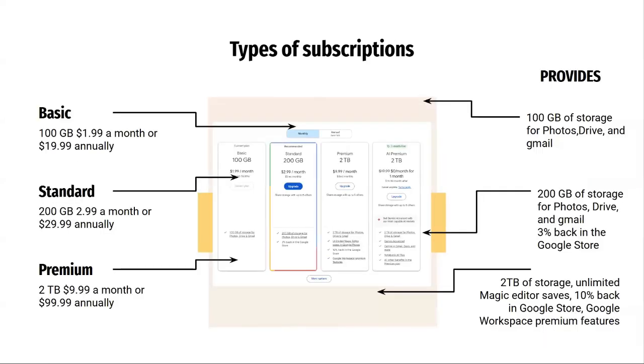So here are the types of subscriptions that are available for Google Photos. As I mentioned previously, the first 15 GBs are free. But if you're not satisfied with that limited storage and you have way more data, then you can get a subscription service. The basic plan gives you 100 GBs for $1.99 a month or $20 annually. And for all of these subscriptions, taking the annual subscription basically saves you a few dollars rather than paying monthly. There's the standard package for 200 GBs. There's the premium package for 2 TB, and there's an AI premium package as well that incorporates a bunch of AI functionalities into your Google Drive.